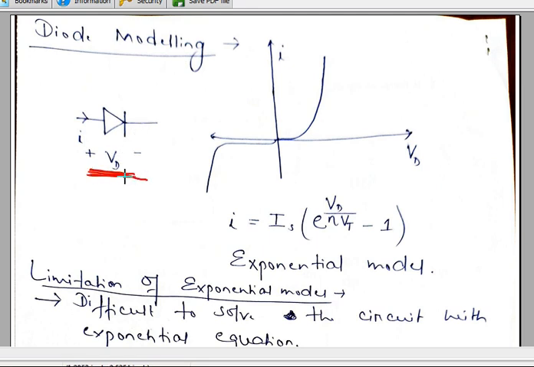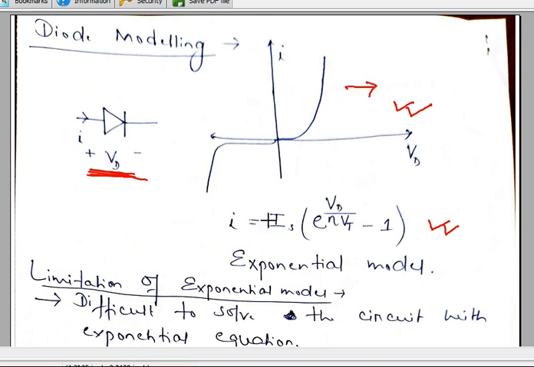Okay, let's start. This is the symbol of diode, and you are familiar with this curve also. This is the curve between I and VD. Obviously this is an exponential curve. Now the relation between this I and VD is given by this equation. This is an exponential equation. Obviously this equation is valid in the forward bias region only.